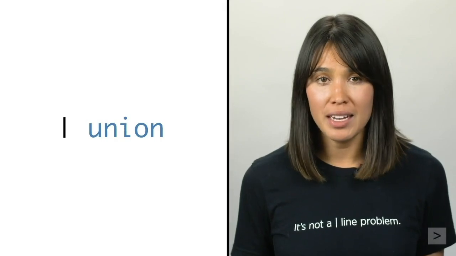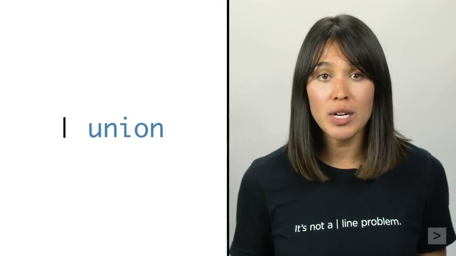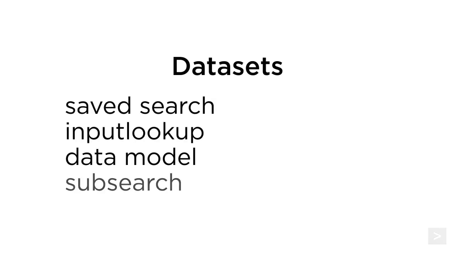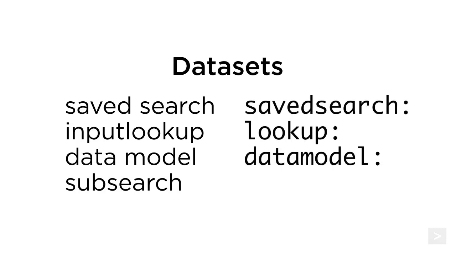The union command combines search results from 2 or more datasets into one. These include saved searches, inputlookups, data models, and subsearches. Datasets are named, meaning they are stored and accessible in our deployment using a naming syntax.